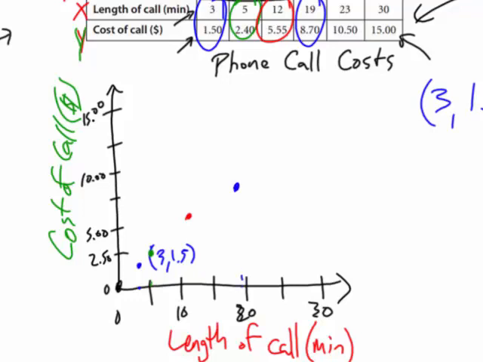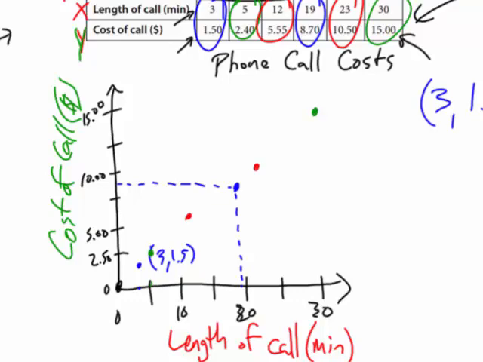So 19, it's coming up over here. And then 8.70, that's a pretty good region, right? So as long as they're pretty close. Followed by 23, 10.50. And lastly, we've got 30, 15. So 30, 15 way up at top.